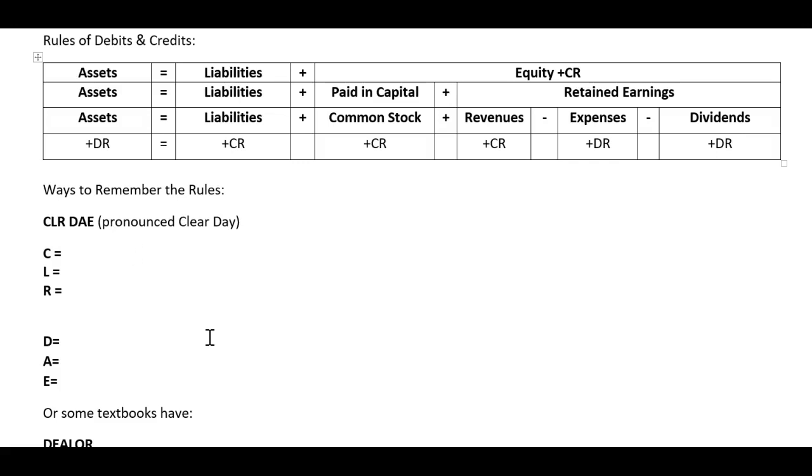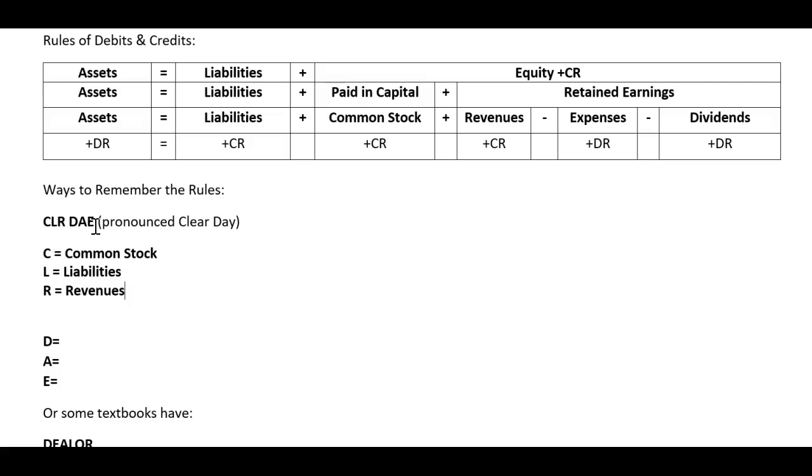Well, I like acronyms, so if you pronounce it CLEAR DAY, CLRDAE, that sort of gives you the rules of debits and credits. C in CLR starts with a C, so therefore it is a credit account. So that would be common stock as our first, liabilities would be our second, and revenues are our third. So CLR, common stock, liability, and revenue accounts are always increased with credits.